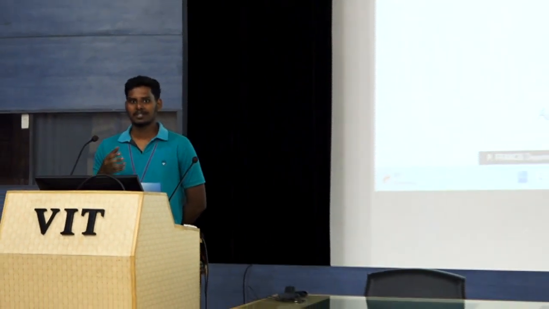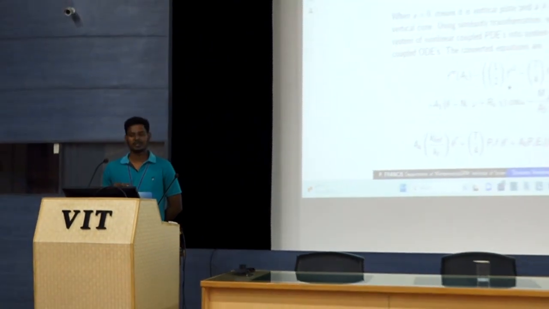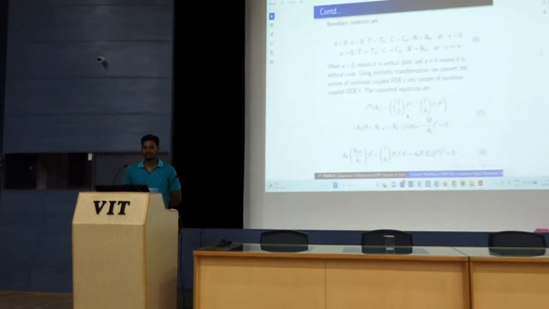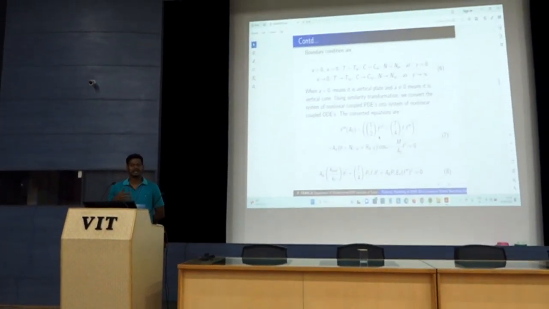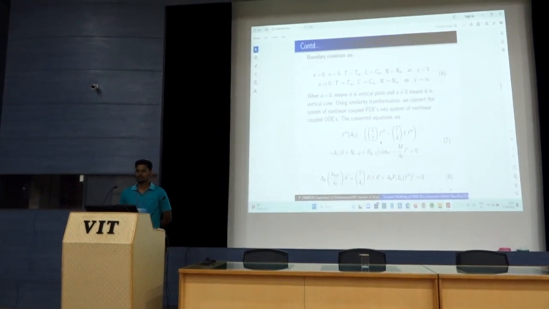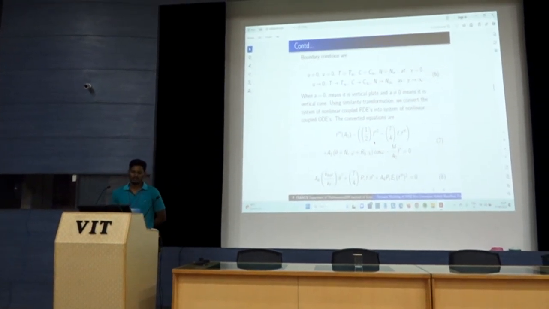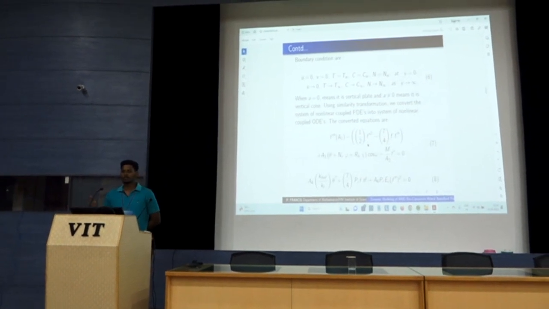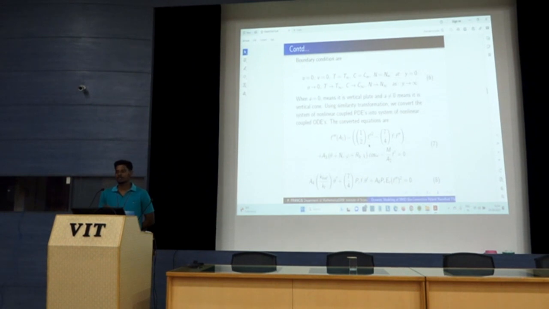So we have a system of nonlinear coupled PDEs, and we have to solve it. But in reality we don't have any analytical method to get an exact solution for this system of nonlinear coupled PDEs. So for that purpose we go for numerical investigation. This article is based on numerical investigation of heat and mass transfer.